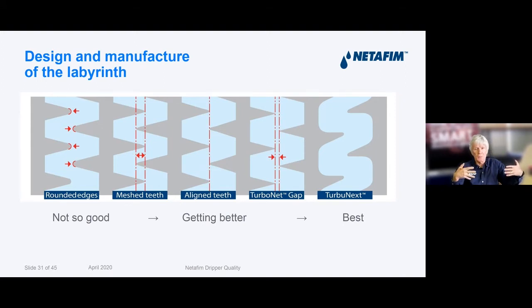Then if we pull apart those teeth, and we get the middle diagram where it says the line teeth, okay, now we're getting better turbulence. And then if we break it apart even more, we're getting what we call the turbonet. The generation of drippers before the generation we have now had the turbonet. And then what we did is we changed the angle of those drippers so they weren't coming off at right angles like that. They were angled, and that became the turbunext.